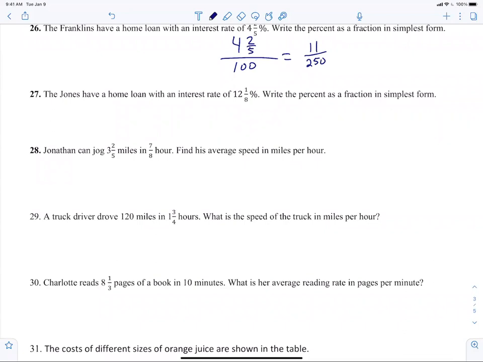The Joneses have a home loan with an interest rate of 12 1/8%. Write the percent as a fraction in simplest form. So it'll be 12 1/8 divided by 100. Yep, 12 1/8 divided by 100. Tell me what that is. 97 over 800. Anybody else get 97 over 800? Everybody okay with that?